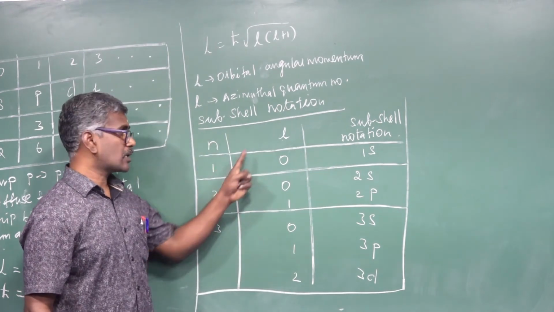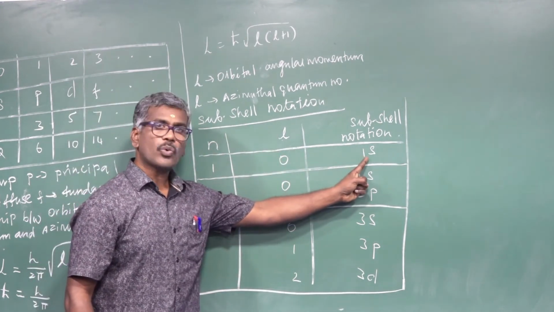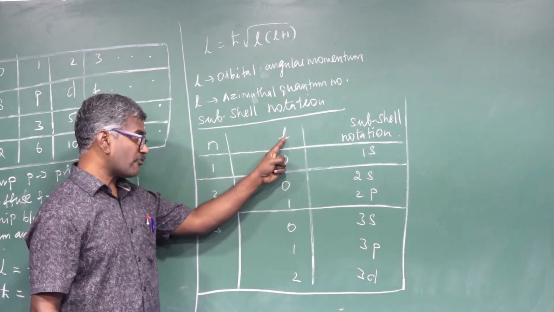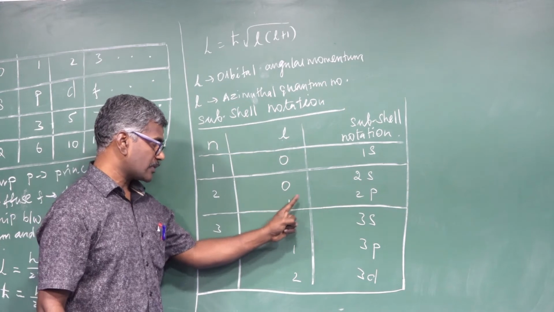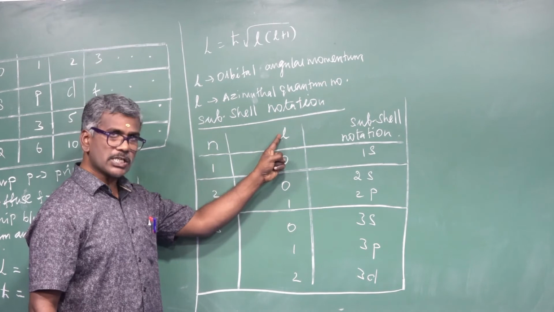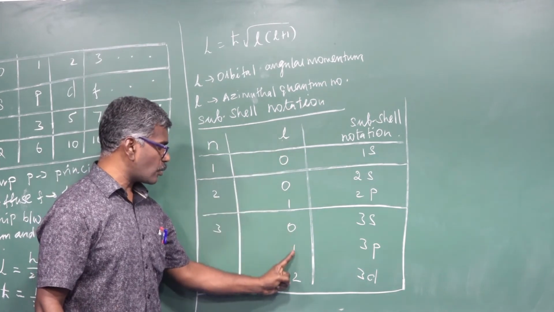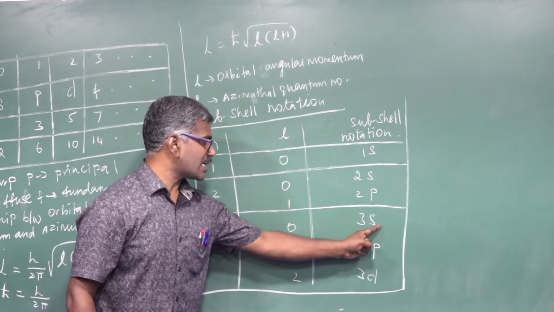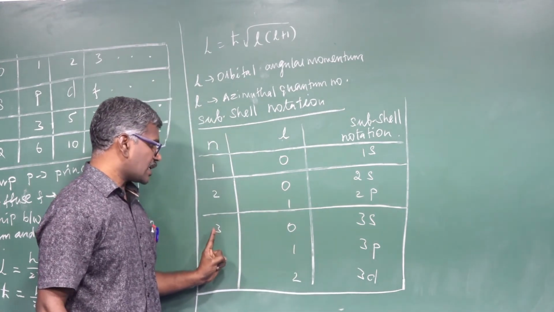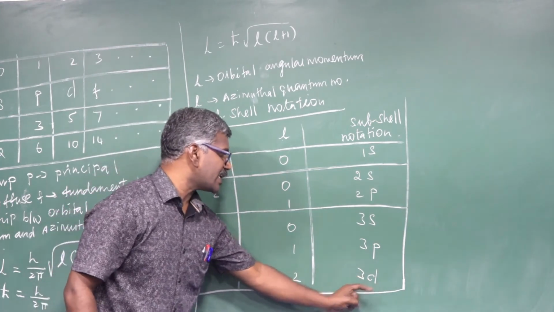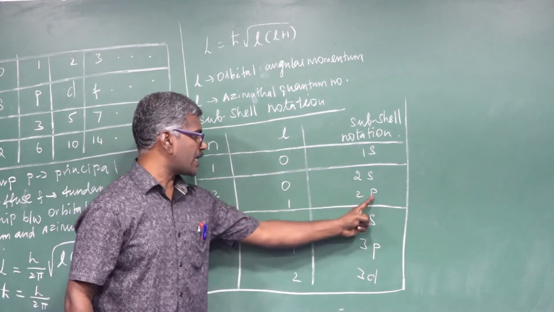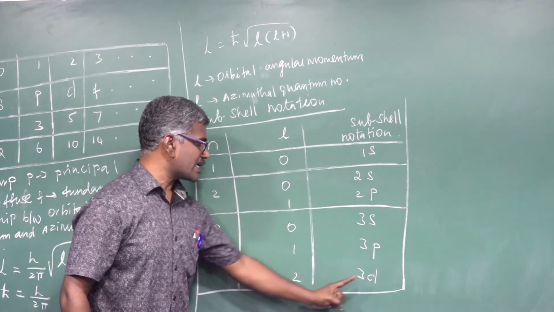N value 1 means l value 0, 1s orbital possible. N value 2 means 2 values for l, 0 and 1, so 2s, 2p. N value 3, 3 values possible for l, 0, 1, 2. 0 means 3s, 1 means 3p, 2 means 3d. L value 0 is an s orbital, l value 1 is a p orbital, l value 2 is a d orbital.